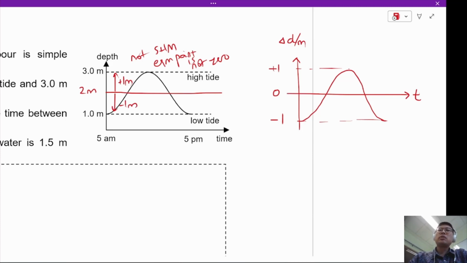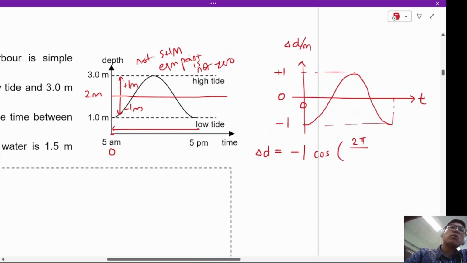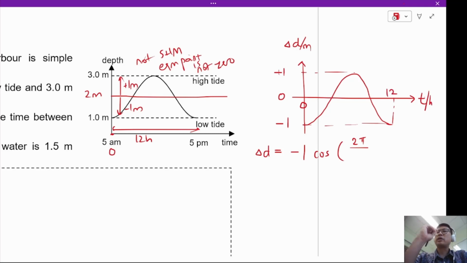So now we can draw the equation. This is going to be a cosine graph, negative cosine graph, in fact. So it's -1 cosine of 2 pi divided by, what's the period? So 5 a.m. here, time needs to start from 0, yeah? So 5 a.m. to 5 p.m., that means this time is 12 hours. So we put down here time in hours, this is 12, okay? So it's 2 pi over 12 multiplied by t. Okay, so this is the equation for our graph.